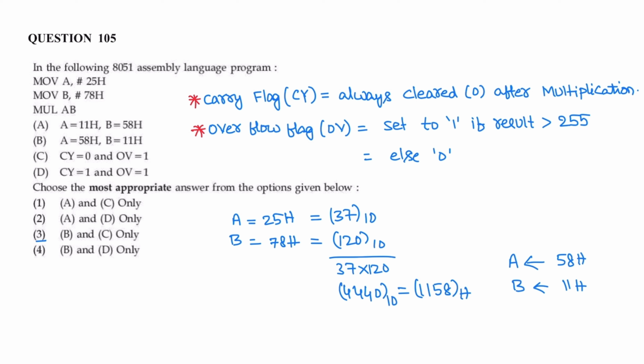Now the carry flag is cleared. Option statement B is correct. A contains 58H and B contains 11H. Now statement C is correct. Carry flag is always reset and overflow flag is 1 because the resultant is greater than 255. So it is greater than 255. Therefore overflow flag is set to 1. So correct statements are B and C. Correct answer is option 3.